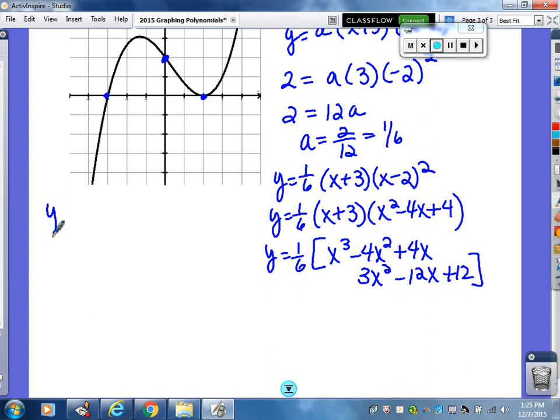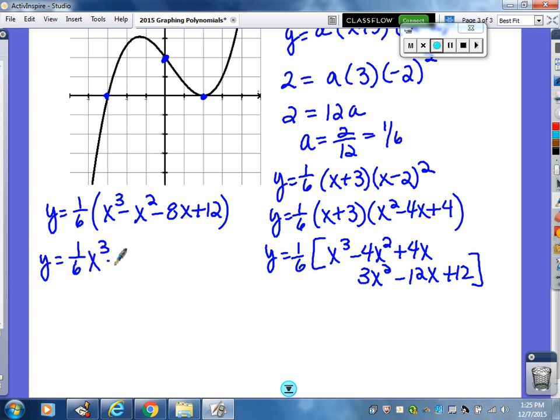So what do I get? I'm going to combine like terms. Don't forget you still have that 1/6 to contend with. Combining like terms, I get x to the third minus x squared minus 8x plus 12. And then we're going to multiply everything by 1/6. Alright, so my final answer, because I want it in standard form, is 1/6 x to the third minus 1/6 x squared minus 8/6, which is 4/3 x, plus 2. And there's my final answer.